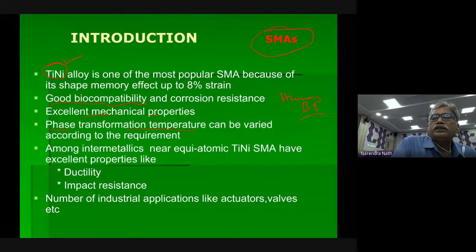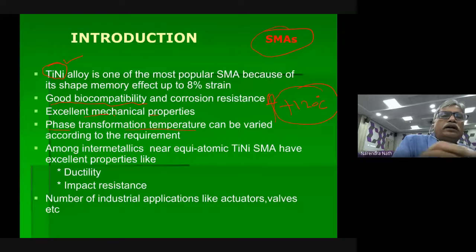Suppose I am going to use it in subambient conditions, where I want to use it at minus 120 degrees centigrade. If that is the case, I can tailor this material, where the transformation takes place within these temperatures. Suppose I want to use this at a higher temperature, say plus 120 degrees centigrade or even more. Yeah, I can use it. Only thing is, I have to think whether I can use a binary alloy.